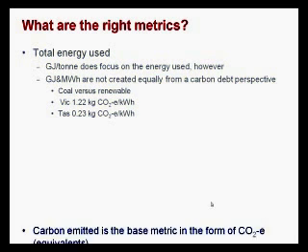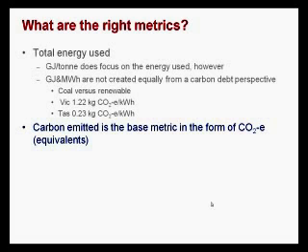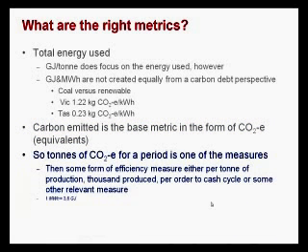So really, carbon emitted is still the base metric in the form of CO2 equivalents, and this is measured in tonnes, typically. So tonnes of CO2 equivalent for a period is one of the measures. Then some sort of efficiency metric, either per tonne of production, per thousand produced, per order to cash cycle, or some other relevant measure.